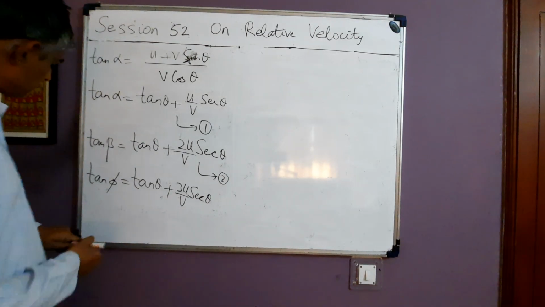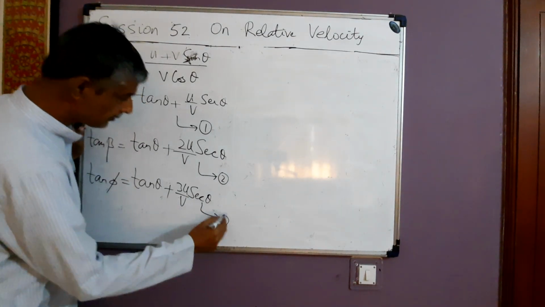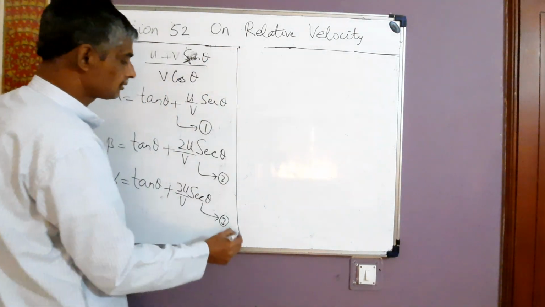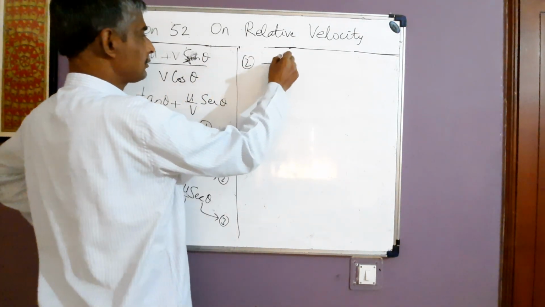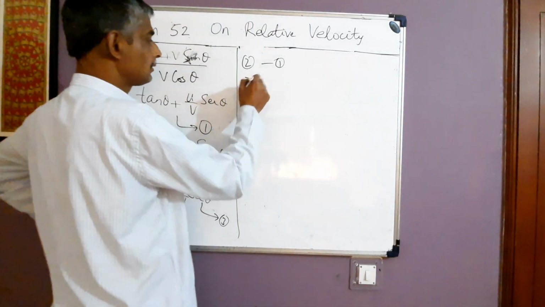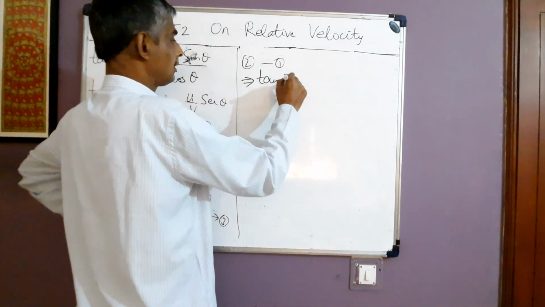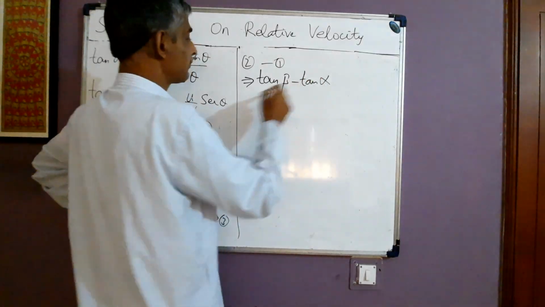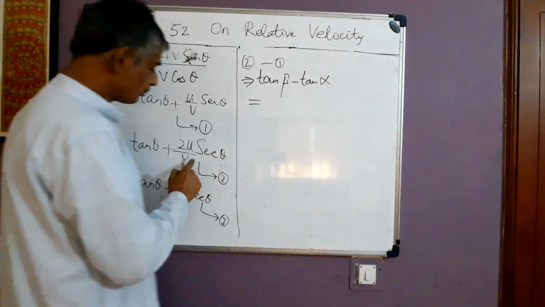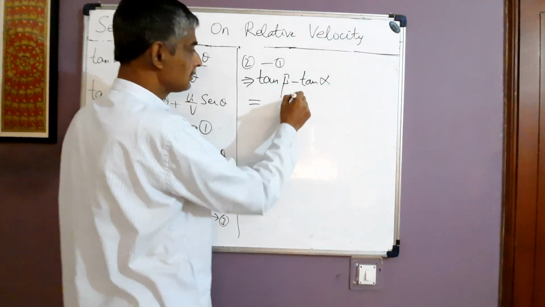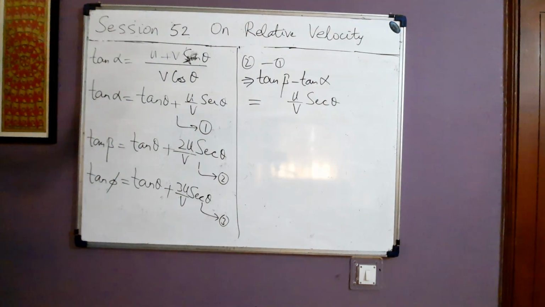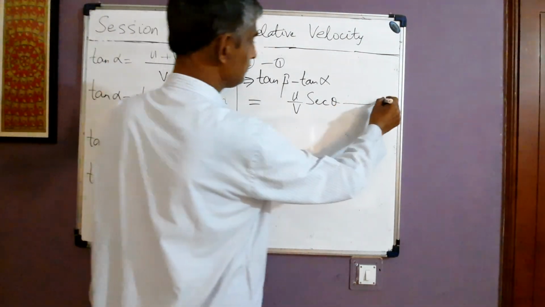So now we have to determine this value of phi in terms of alpha and beta. What do we do? We subtract 2 minus 1 and 3 minus 2. So second equation minus first equation becomes tan beta minus tan alpha. That becomes, tan theta goes away. This minus this becomes 2u by v sec theta minus u by v sec theta. This becomes u by v sec theta. Now this is the fourth equation.